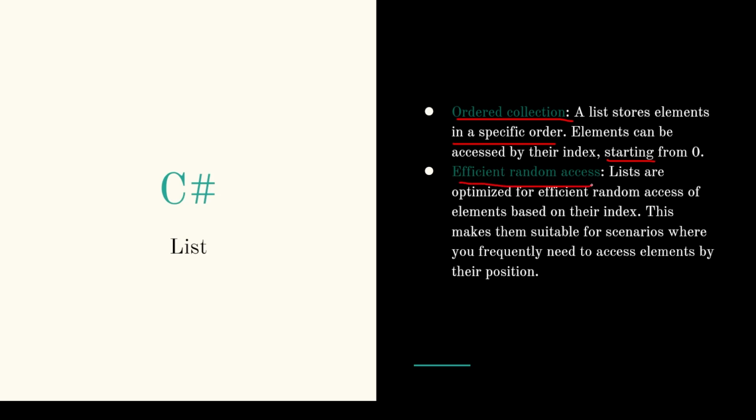Efficient random access. Lists are optimized for efficient random access of elements based on their index. This makes them suitable for scenarios where you frequently need to access elements by their position. So if you want to get elements by using some key, you will go with dictionary, and if you want to access elements by their position, meaning their indexes, you will go with list.